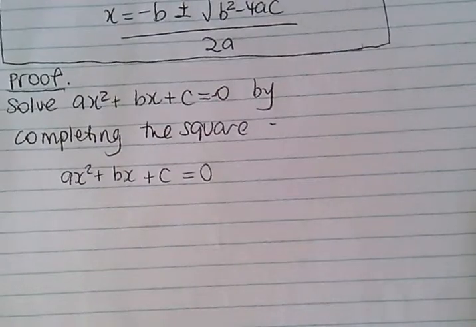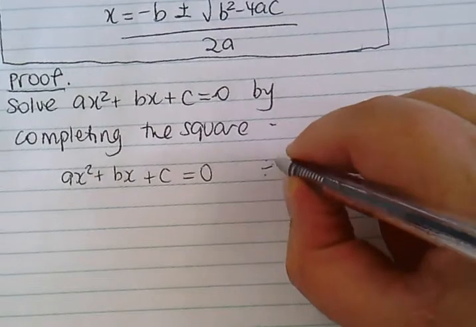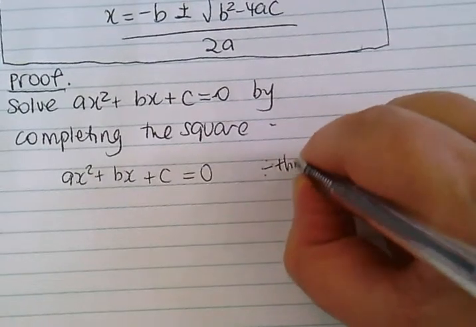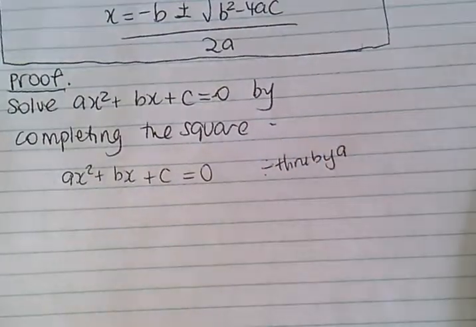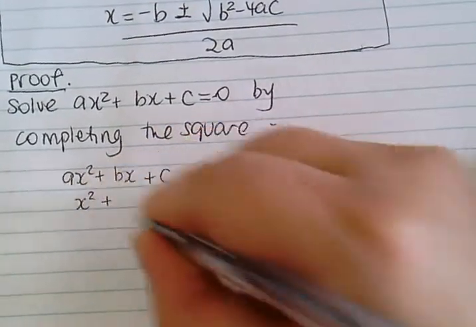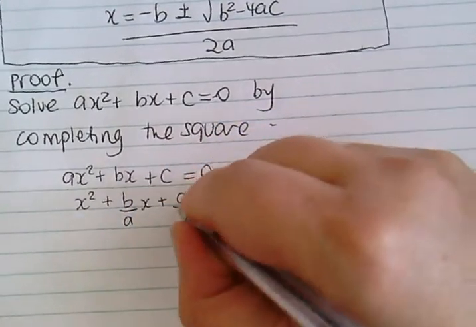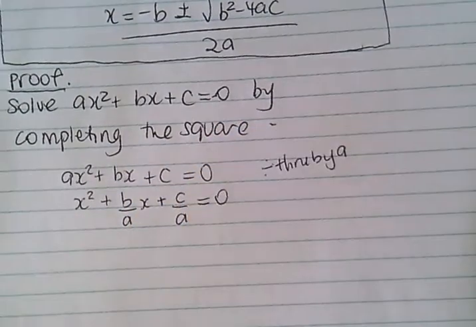Do we ever complete the square on ax squared or only on x squared? Only on x squared. Now, because it's an equation equal to 0, I could divide through by a, which is what I'm going to do. Or I can take a out as a common factor, but I think I will divide through by a. And I'm allowed to do that because it's an equation. So I get x squared plus what? b on a x plus c on a equals 0.